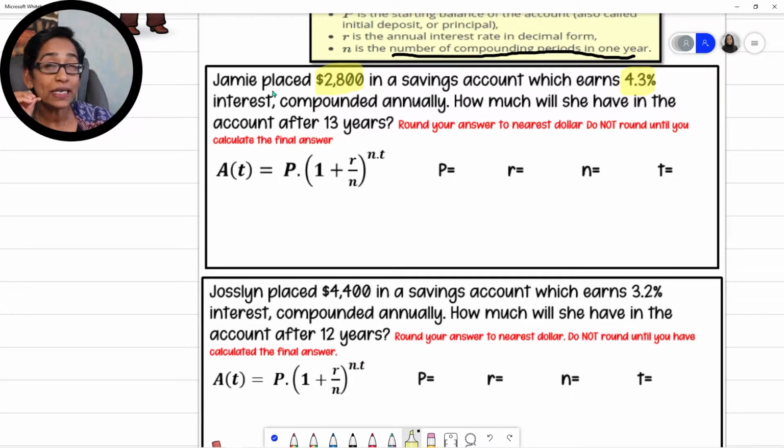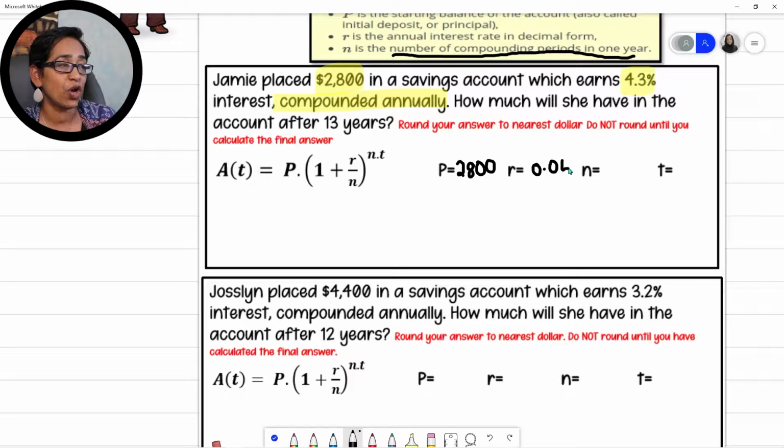So here, when I read the problem, Jamie placed 2,800 in a savings account, which earns 4.3% interest compounded annually. So I know it's a compound interest. That's the key word. How much will she have in the account after 13 years? That's a lot of time. Again, I'm going to start with my basics. Do I have the principal amount? Yes, I do, which is 2,800. Do I have the rate? Yes, which is 4.3. Remember, I changed that to a decimal, so 0.043.